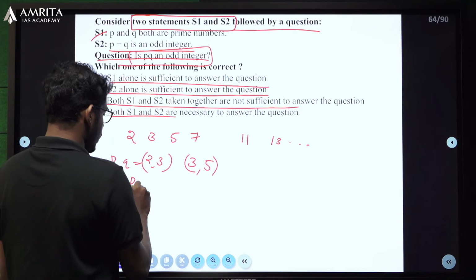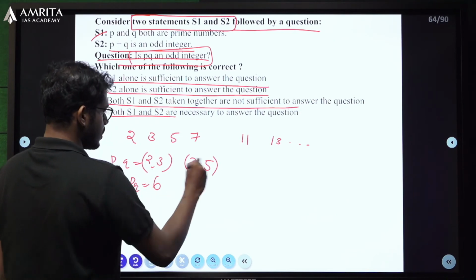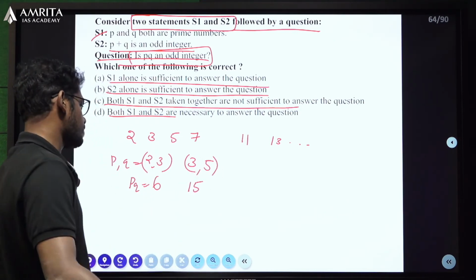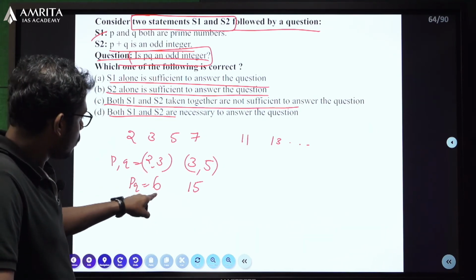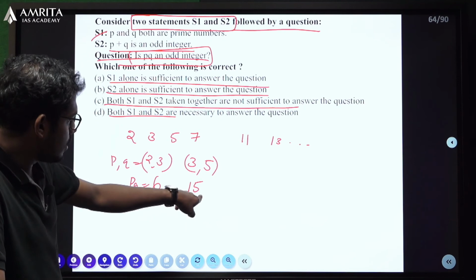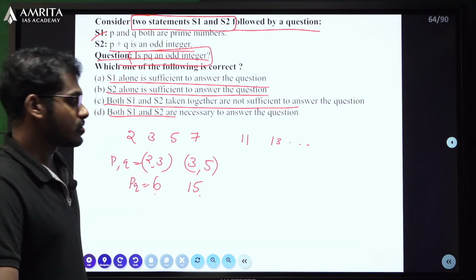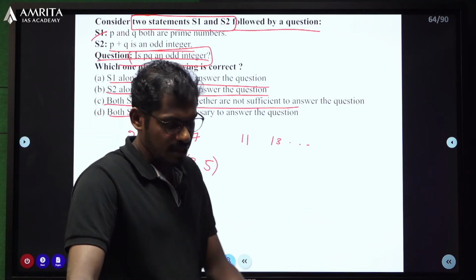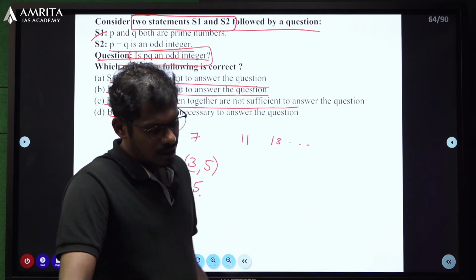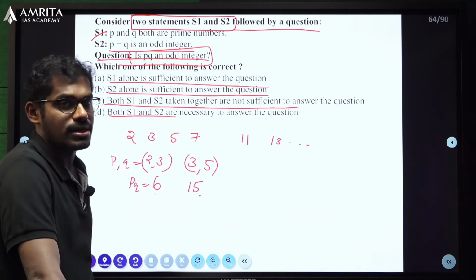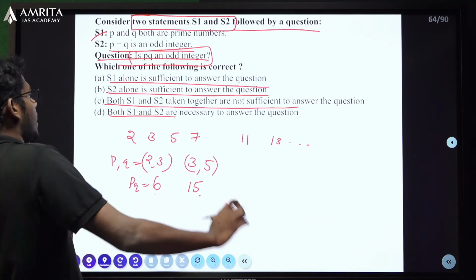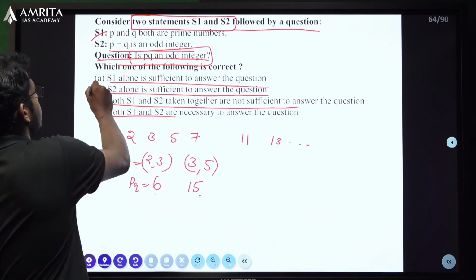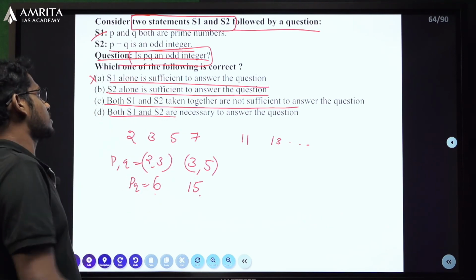So PQ is 2 into 3, which is 6, and 3 into 5, which is 15. So is PQ an odd integer? PQ is an odd integer in one case and an even integer in the other. So we cannot say that PQ is definitely an odd integer or even integer. So S1 alone is not sufficient to answer the question.